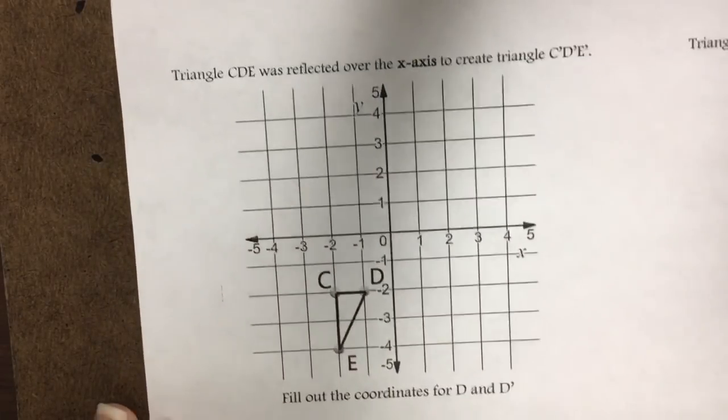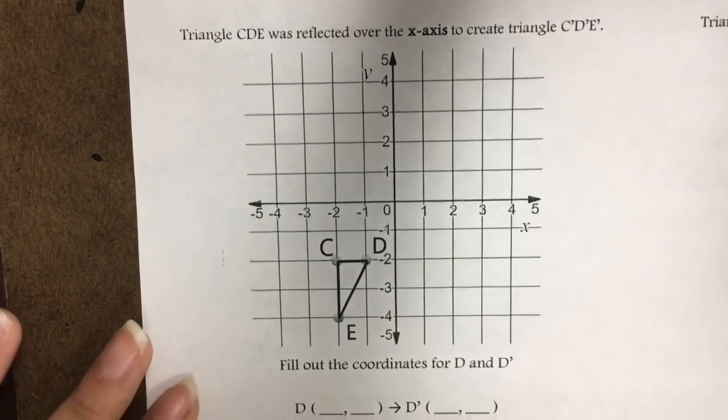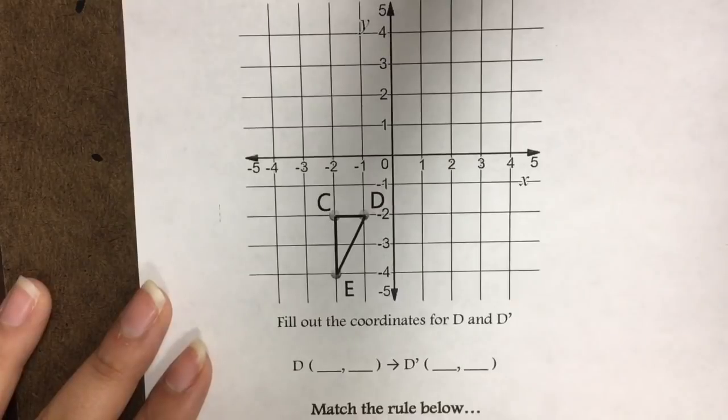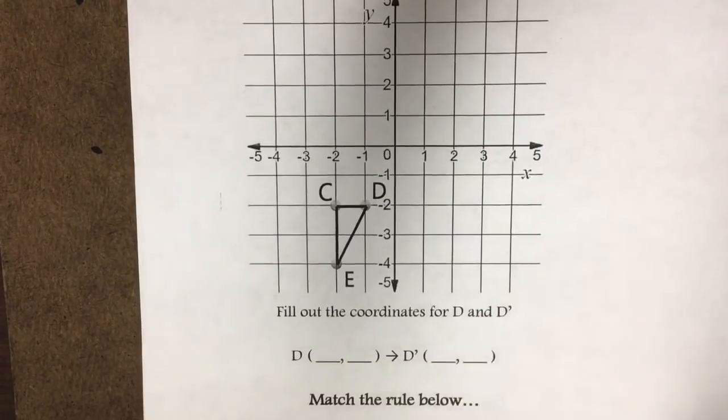Here we have a full triangle, a full shape. Now again, just like how we did earlier, we are able to just focus on a single point. We don't need to reflect the whole entire shape. One, that saves us time. Two, that helps us from being confused and knowing exactly what we're looking at. So for this case, it asks us to look for D and D prime, but you can pick any one of the points that you want. So let's go ahead and look at D and D prime.